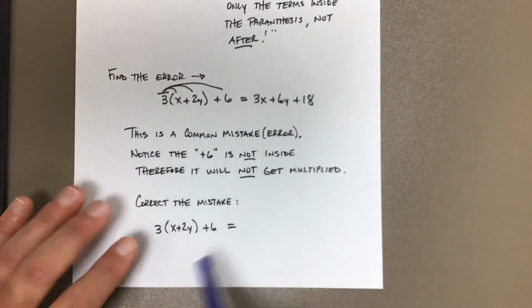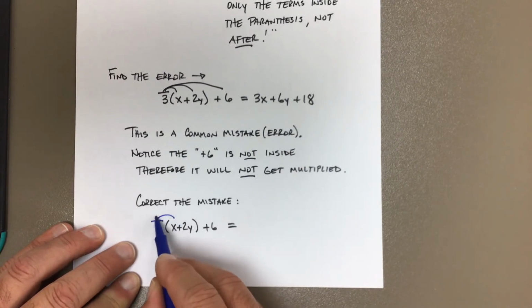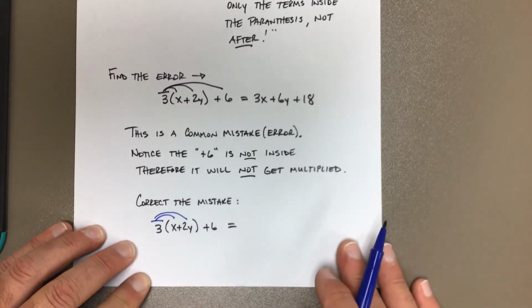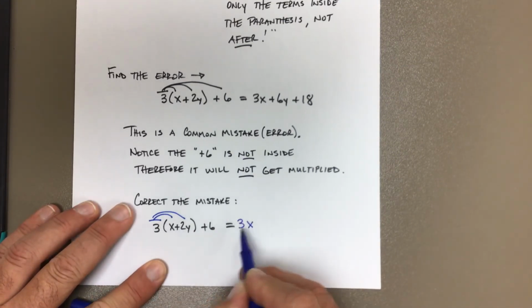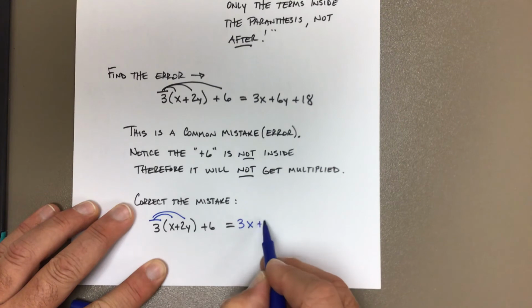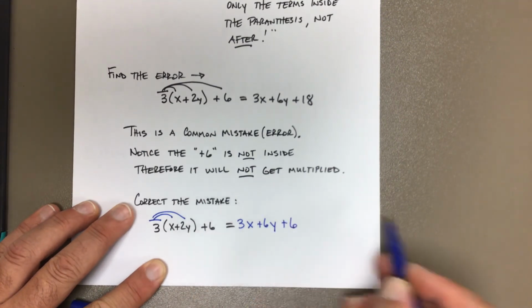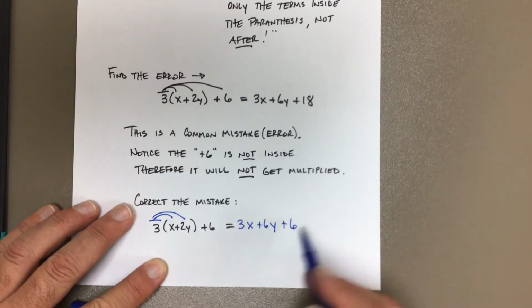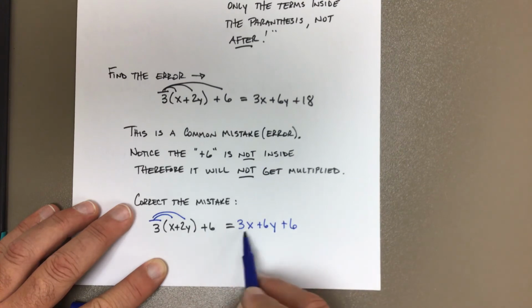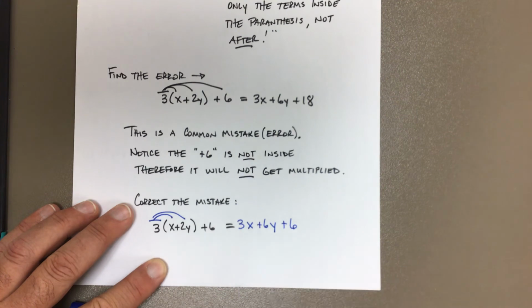So we come down here, we're going to correct this mistake. We're going to take what's on the outside, which is the 3, and we're going to multiply it by the 2 terms on the inside. So 3 times x is 3x, 3 times 2y is 6y, and then since we haven't done anything with that plus 6, we write down plus 6. Then we look to see if we can combine any like terms. Well, are there like terms? This is an x term, this is a y term, and this is a constant term. So we don't even get to combine like terms. So we're pretty much done.